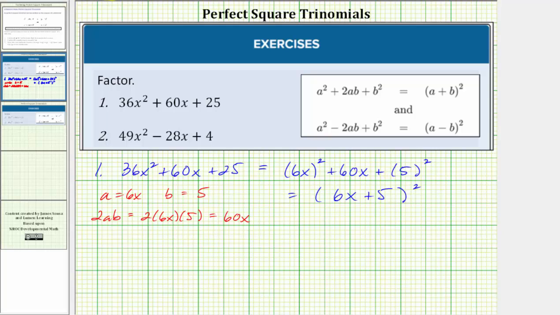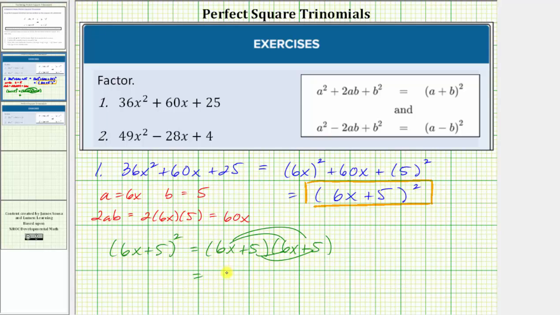So this is the factored form of the given perfect square trinomial, but let's multiply this out and verify this is correct. To multiply out the square of the quantity 6x plus 5, there are no shortcuts. We have two factors of 6x plus 5. When multiplying two binomials, we always have four products: 1, 2, 3, and 4.